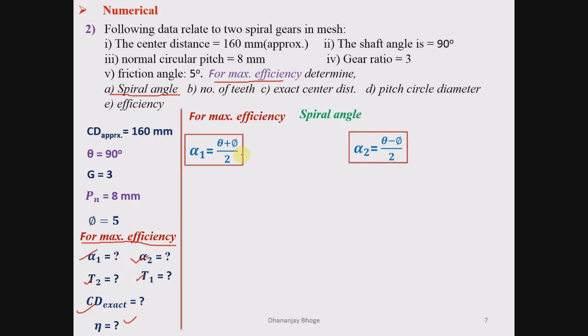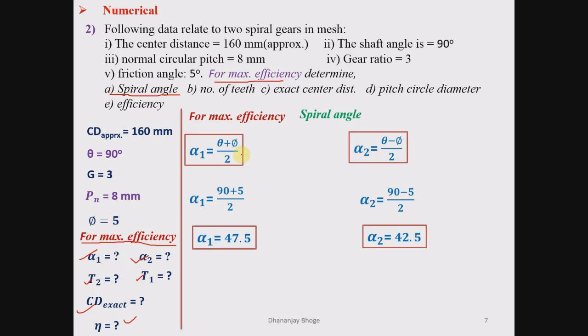How much did the values come to? Why so much time? 47.5. And alpha 2? 42.5. Yes. So alpha 1 is 47.5 and alpha 2 is 42.5.